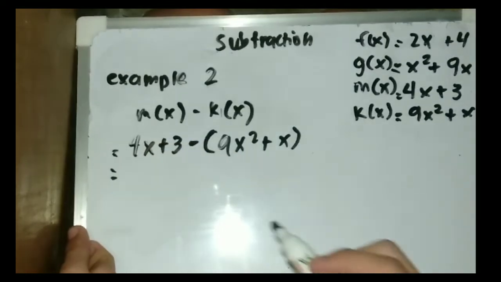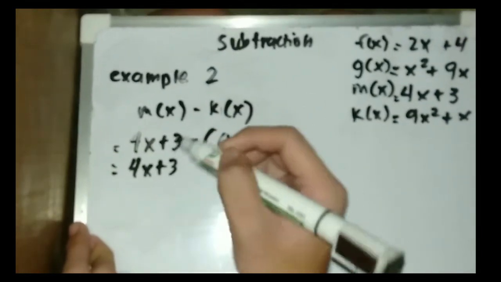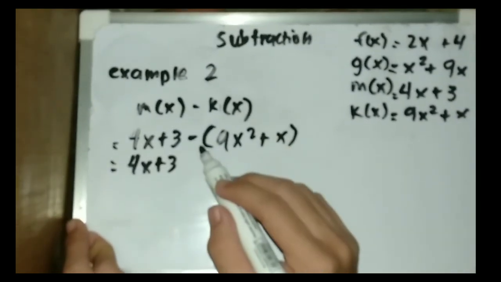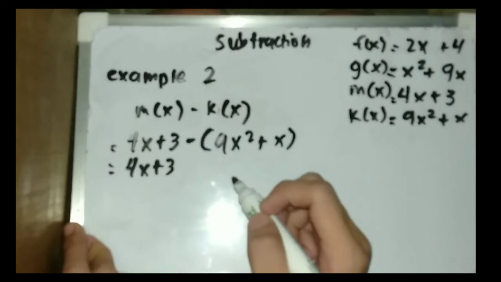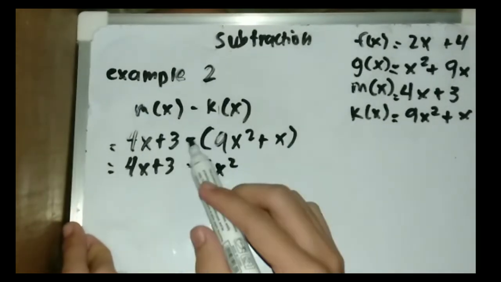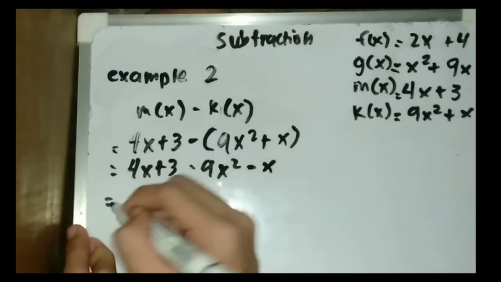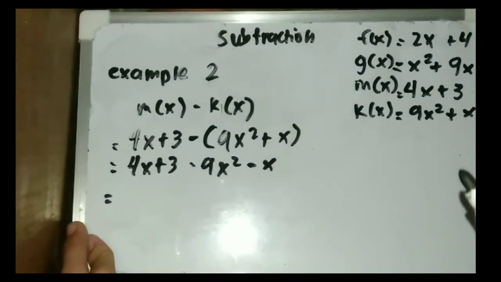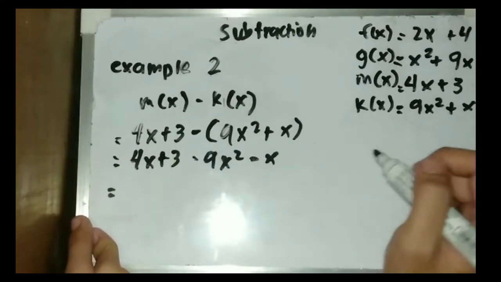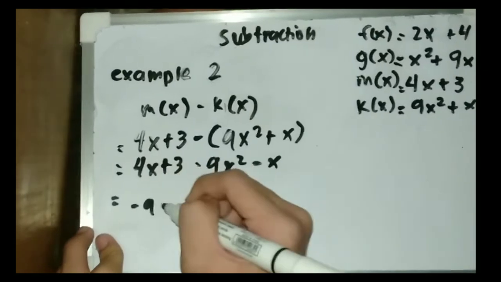So, bago tayo mag-proceed, i-bring down po natin yung first term. Then, ipagta-times po natin ito. Negative times positive 9x squared is equals to negative 9x squared. Negative times positive x is equals to negative x. So, hanapin po muna natin yung first term natin, which is yung may exponent. Ang may exponent po dito is ito, negative 9x squared. So, i-bring down po natin yan.